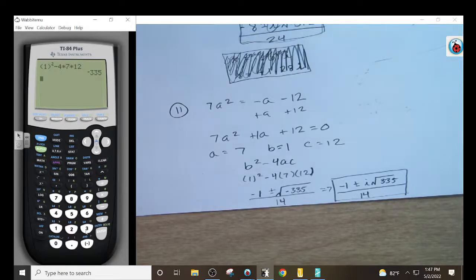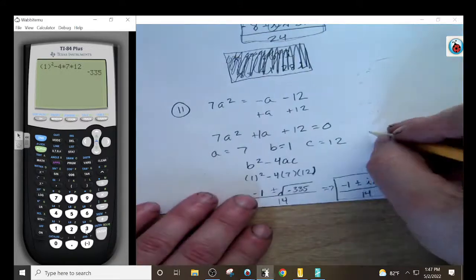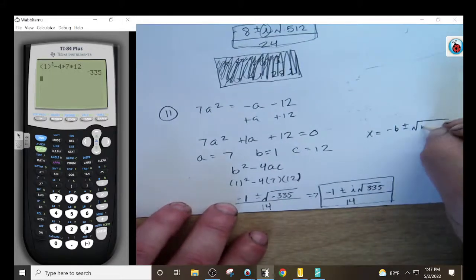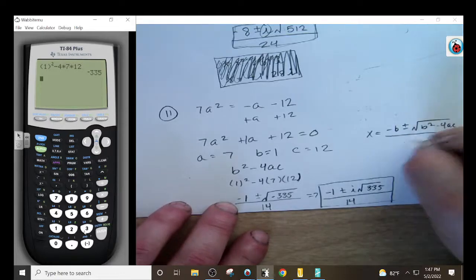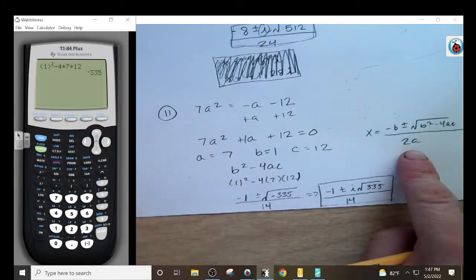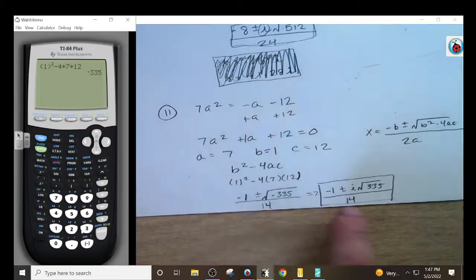Guys, the number one reason why people mess this up is because of the standard form. On your bottom here is x equals opposite of b, talking about your formula, over 2a. Well, your a is 7, right? So because a is 7, 2 times 7 is 14.